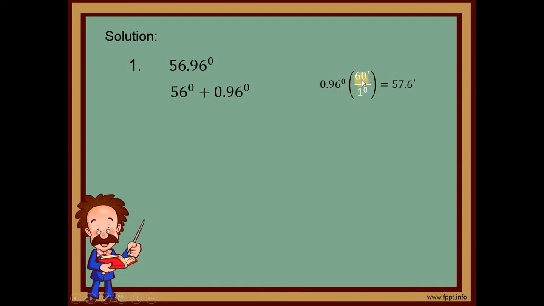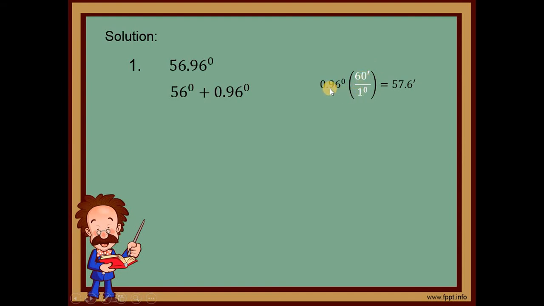Now, ang question, bakit i-multiply sa 60 minutes over 1 degree? Bakit hindi pwedeng 1 degree over 60 minutes? So, ito yung idea. Yung goal natin is ma-cancel out yung unit na degree. Kaya yung degree ay nasa denominator. Now, pag na-cancel yung degree, ang matitira na lang is yung minutes. And yun yung gusto nating mangyari.